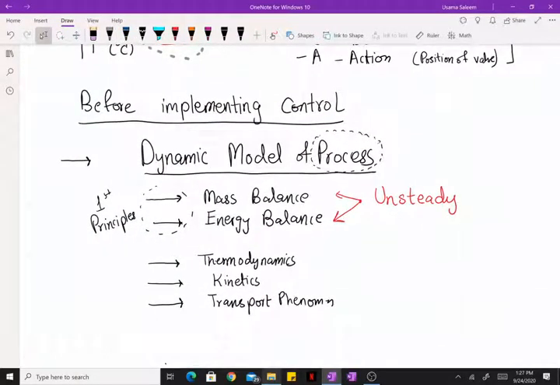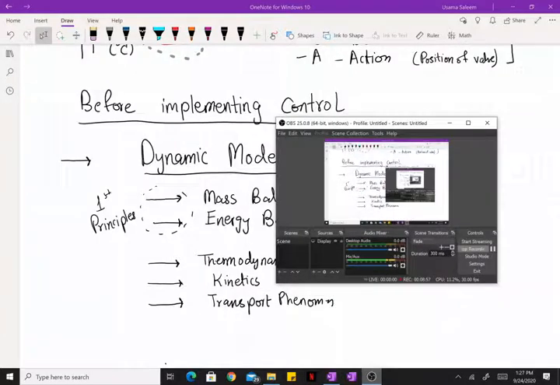So we're going to be spending a good deal of time on learning how to come up with dynamic models of our processes. Once we have a good dynamic model, coming up with a control strategy is very easy.